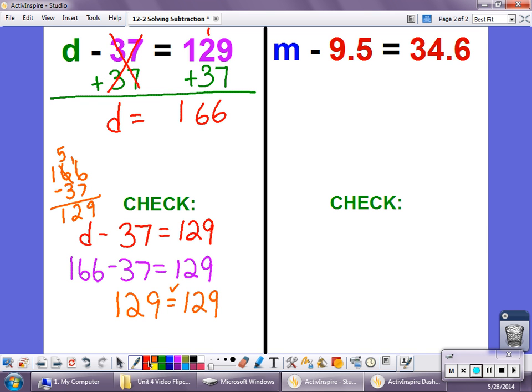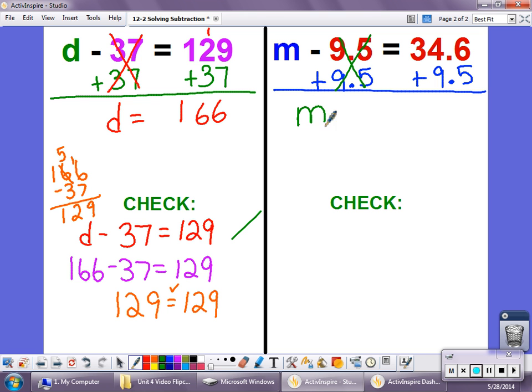All right, and again, just like before, we can use the same types of things to solve problems with decimals or fractions also. So m minus 9.5, the opposite of minus 9.5 is plus 9.5. So we're going to add 9.5 to both sides here. The 9.5 minus 9.5, these will cancel out. And I'm going to be left with m equals, and again, if you need to regroup and show your work, by all means, go ahead and do that. We get m equals 44.1.